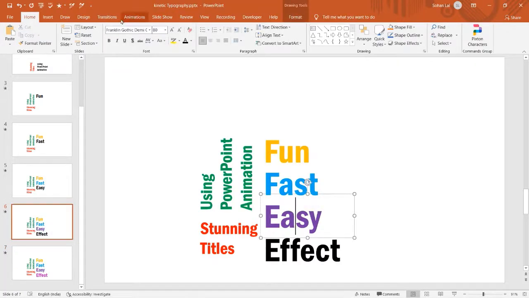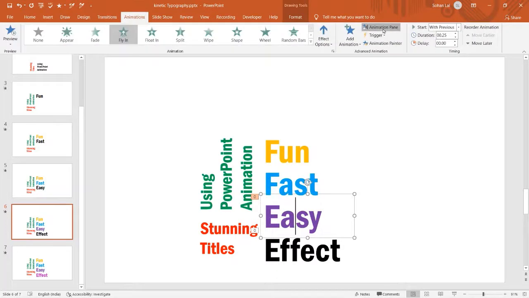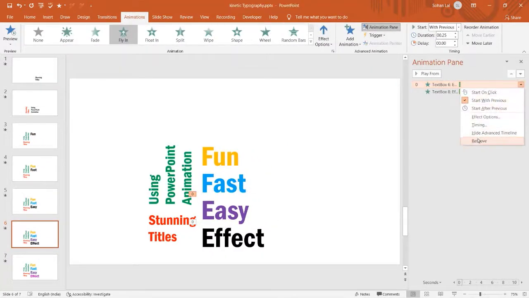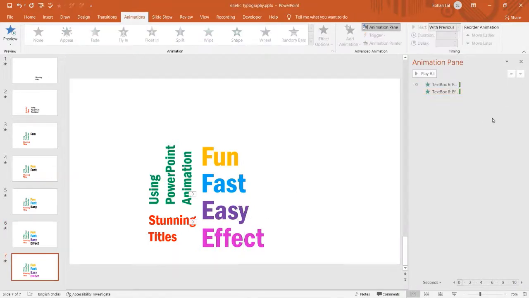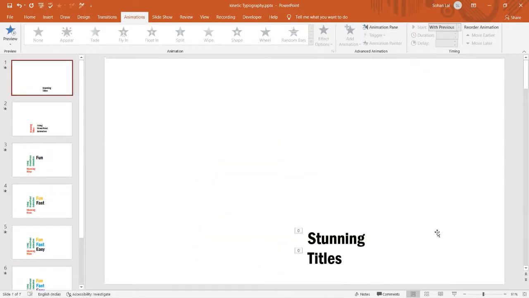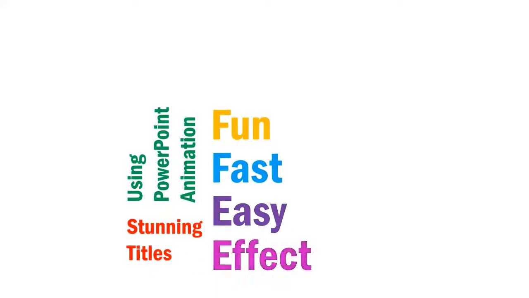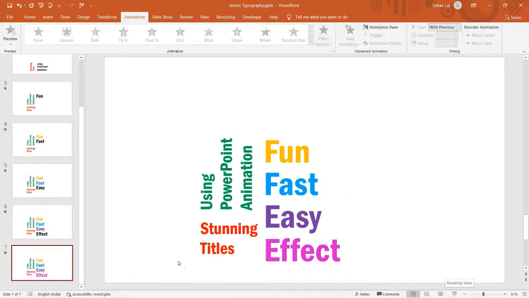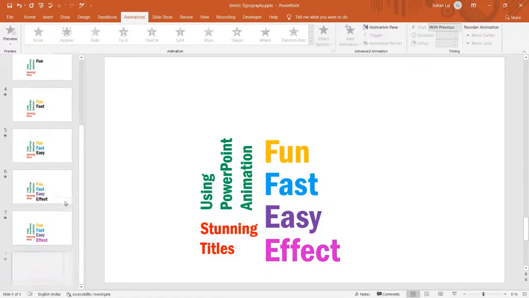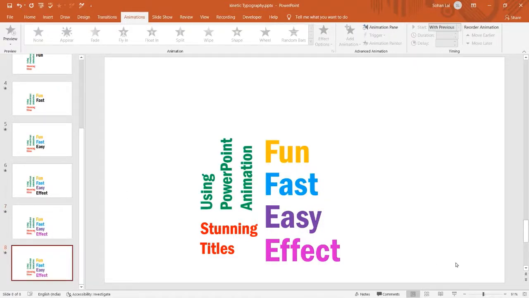Here we have given the animation to both, that's why it looks bad. Here we have to remove all the animations. Now see one more time. And then duplicate this slide.